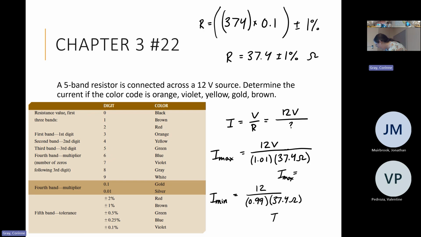So to 2 sig figs, what should I have for my max? You said what? Okay. That is in. Okay. What about I min?